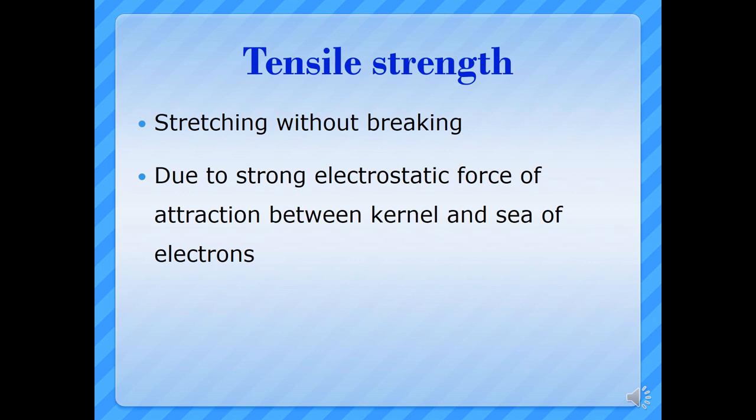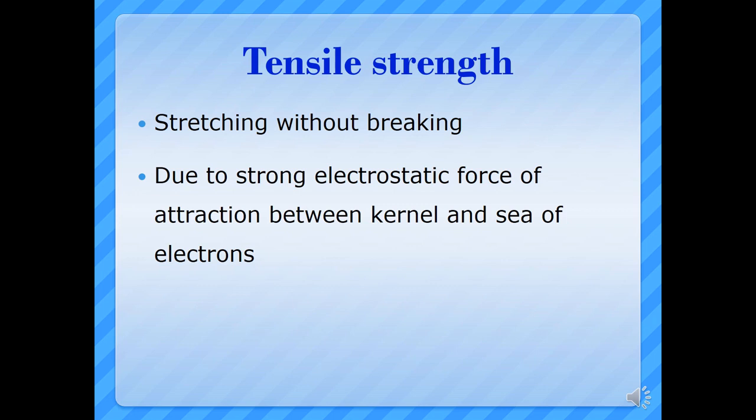The next property is tensile strength. Tensile strength is the property of metals to stretch without breaking. If you have a metal rod and you stretch it by holding on both sides of the metallic rod, it will stretch without breaking. Of course, we cannot do it with our hands. There should be some kind of device or machine to do that. If you stretch like that, the metal will resist breaking. It will just simply stretch. This property is what we call tensile strength.